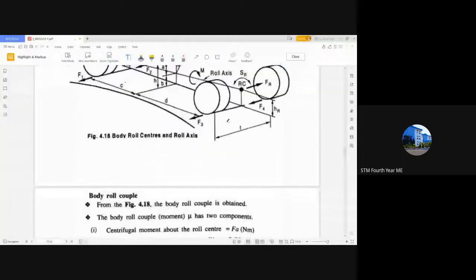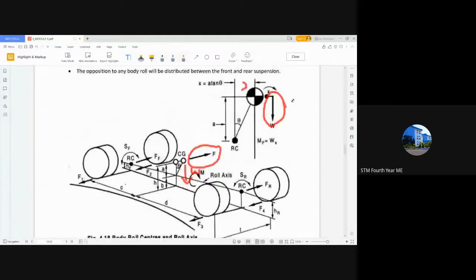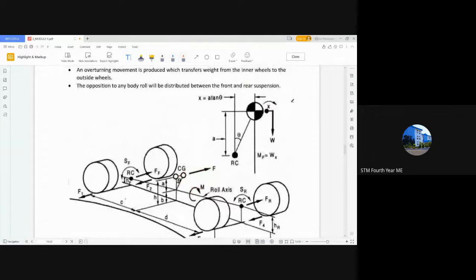Here we have two kinds of forces. One is the resultant force, which is F, and another force is the weight W that acts downwards through the center of gravity.